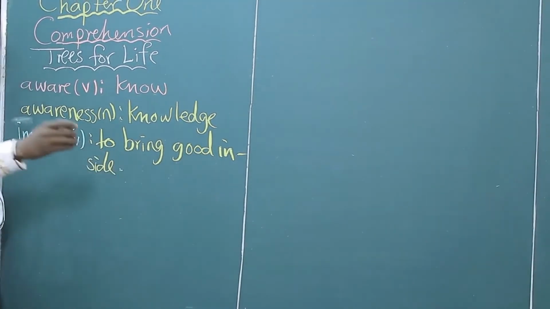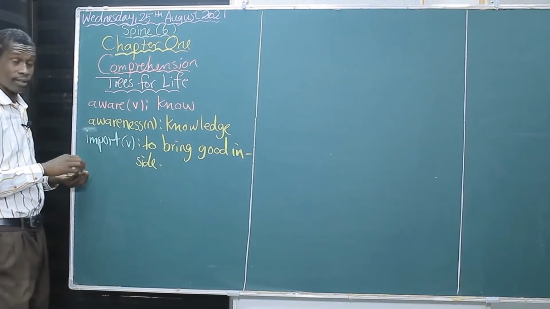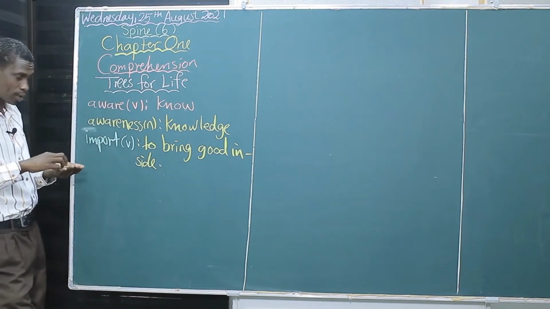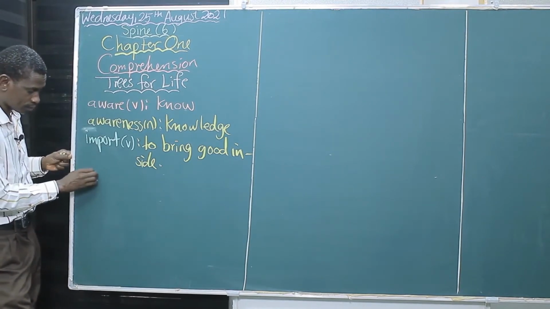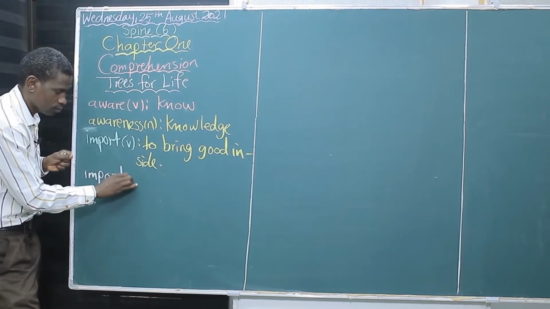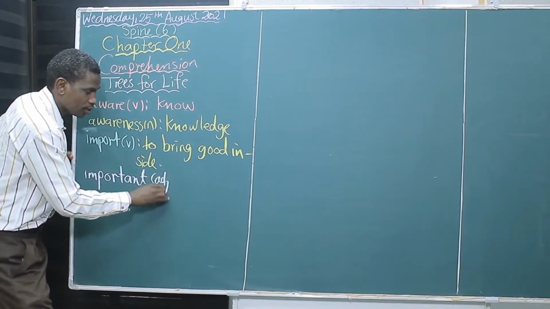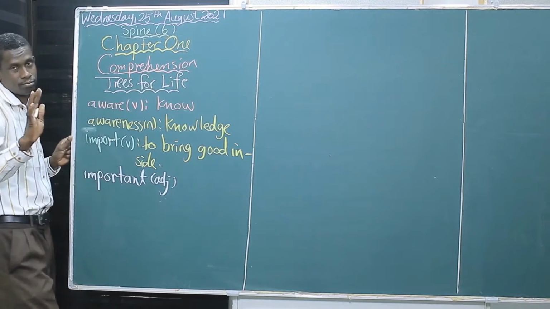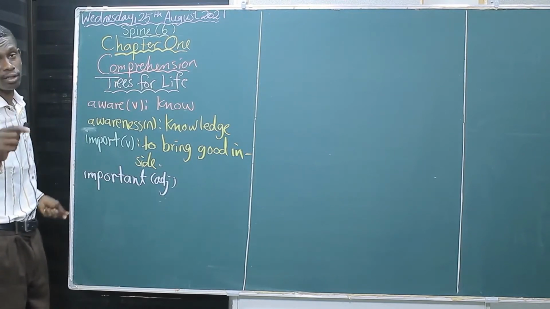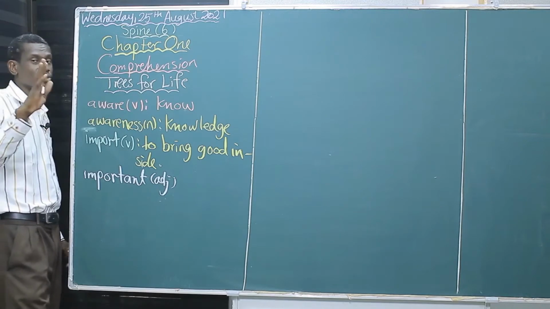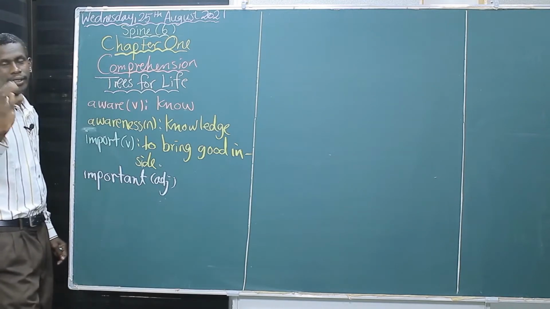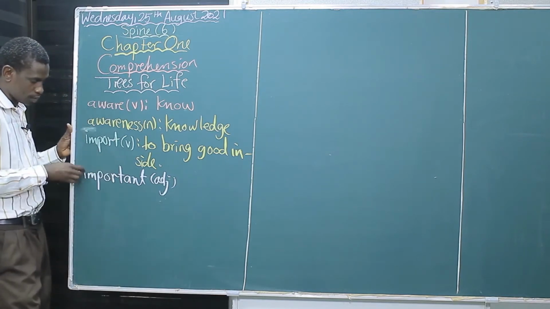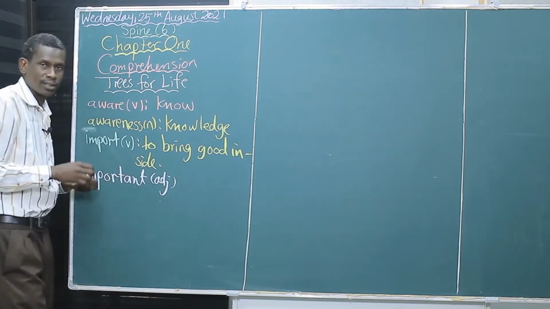And actually, this word, import, has nothing to do with our lesson. The word that has to do with our lesson is important. But I write import because I want to tell you where important comes from. Vocabulary is very central to language. It's very important. It's crucial. If you don't know the vocabulary, then you don't know where we come from. So important means having importance.